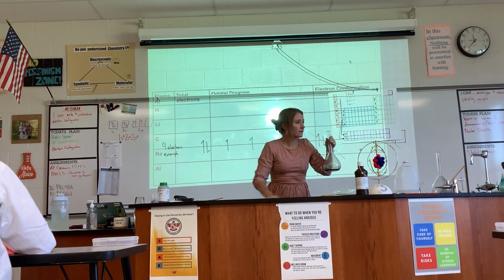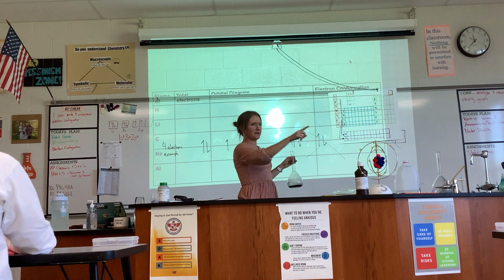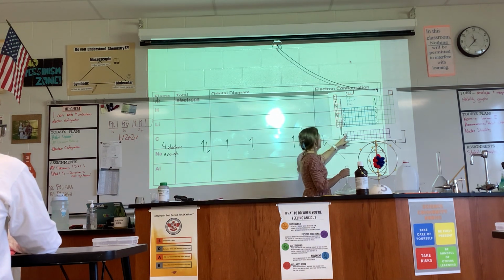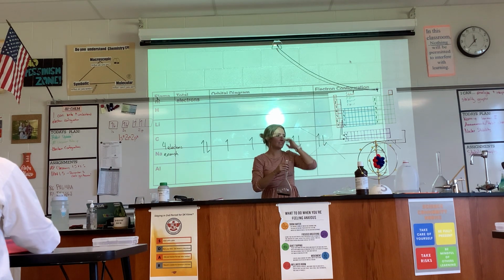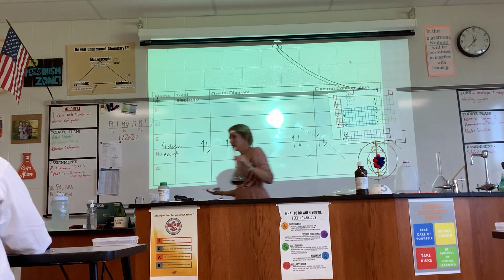Wait, so 5 and 6 are actually 4 and 5? Yes, that's what Levi noticed on our other one: the numbering gets a little weird in the D and the F section. It doesn't line up with where the other ones do.